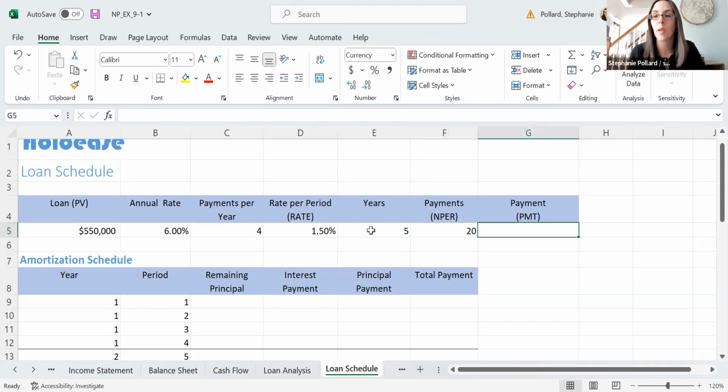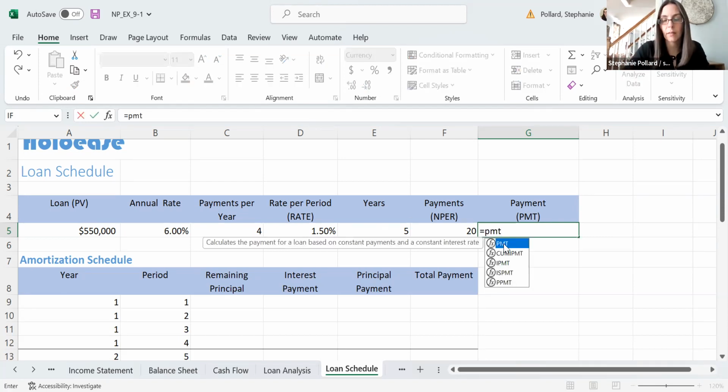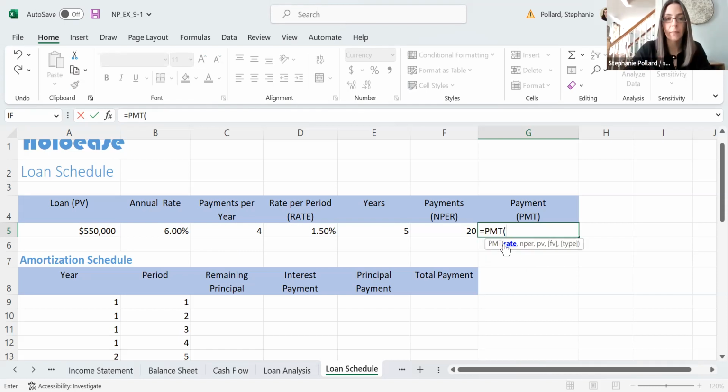Now what we can do is officially calculate our payment. We had plugged in $32,000 before, but if you remember, the loan amount was like $549,000. So we're rounding here. Let's figure out what our exact payment would be. So I'm going to hit PMT. We'll click that. My rate is 1.5%. I have 20 total payments. My present value is $550,000.